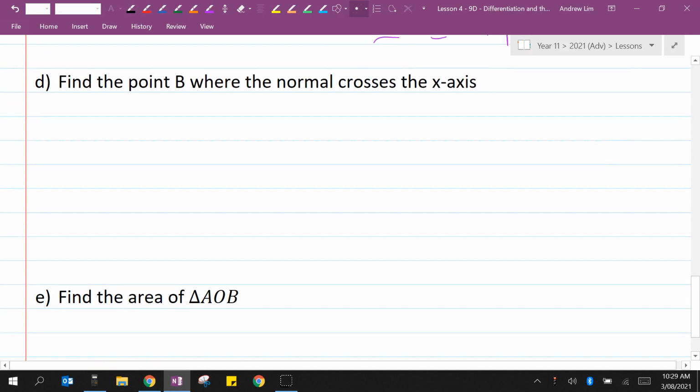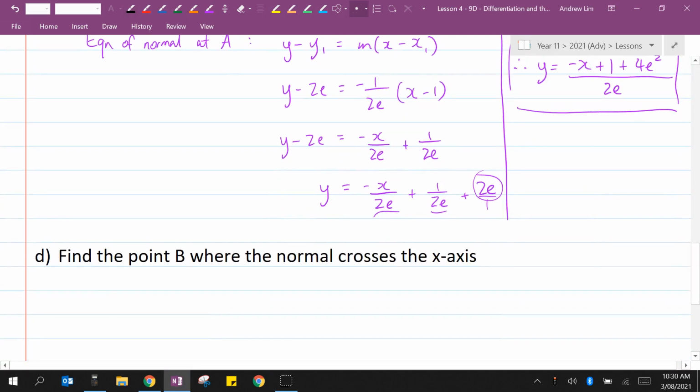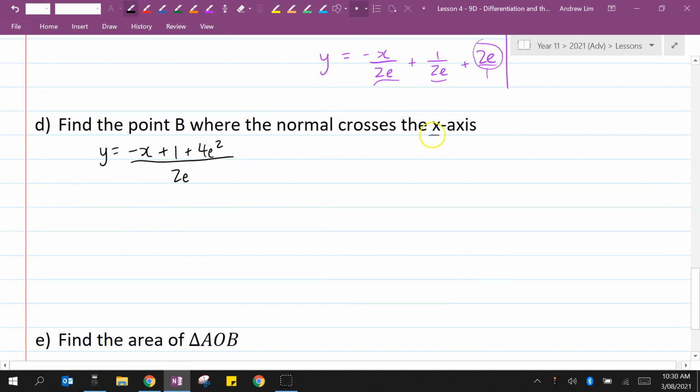Question D. Find the point B where the normal crosses the x-axis. So we need the equation of our normal, which we said was y is equal to negative x plus 1 plus 4e squared all over 2e. And to see where it crosses the x-axis, that means we're finding the x-intercept, where y is equal to 0. So 0 is equal to negative x plus 1 plus 4e squared, all over 2e.